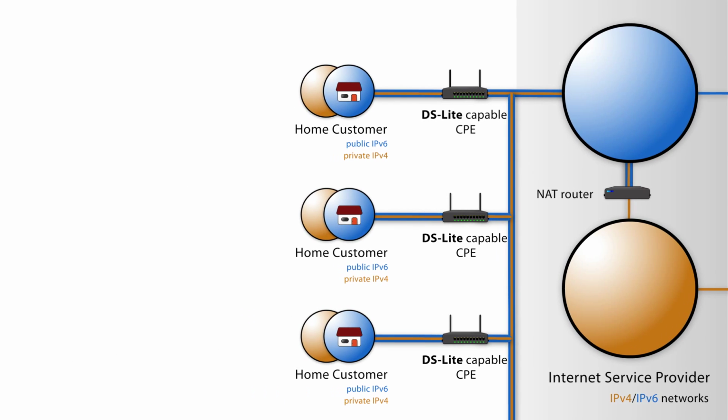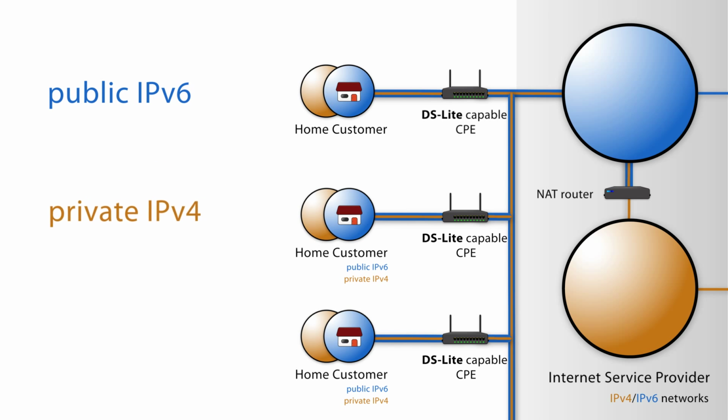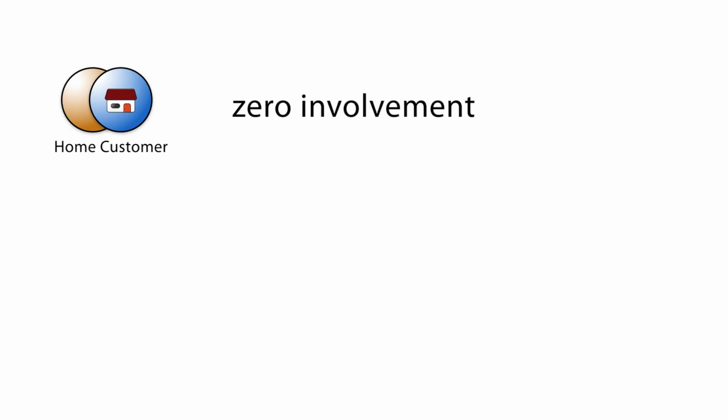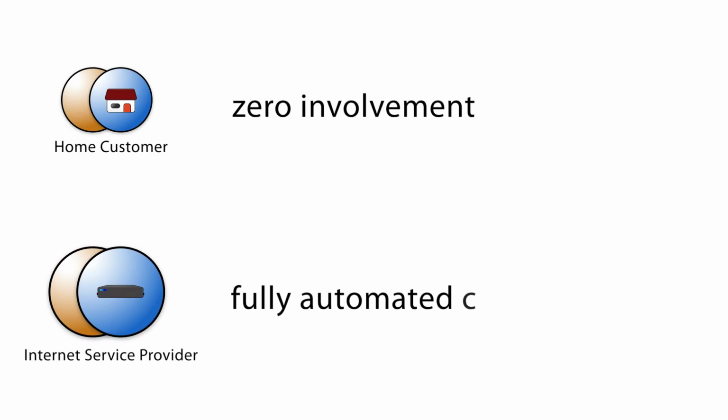If you are a DSL or cable provider, this mechanism could be useful for you because the clients have public IPv6 addresses and can still use all their home devices on IPv4 as they do today. In most cases, DS-Lite deployment will require zero involvement from the customer, while fully automated configuration is possible on the service provider side.